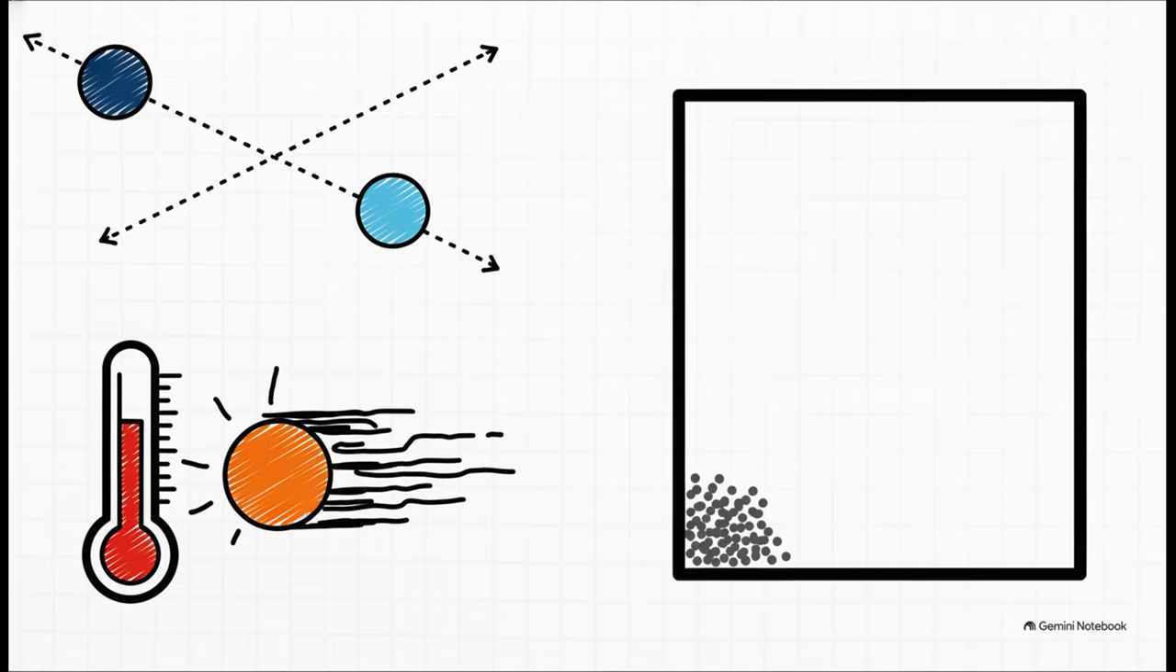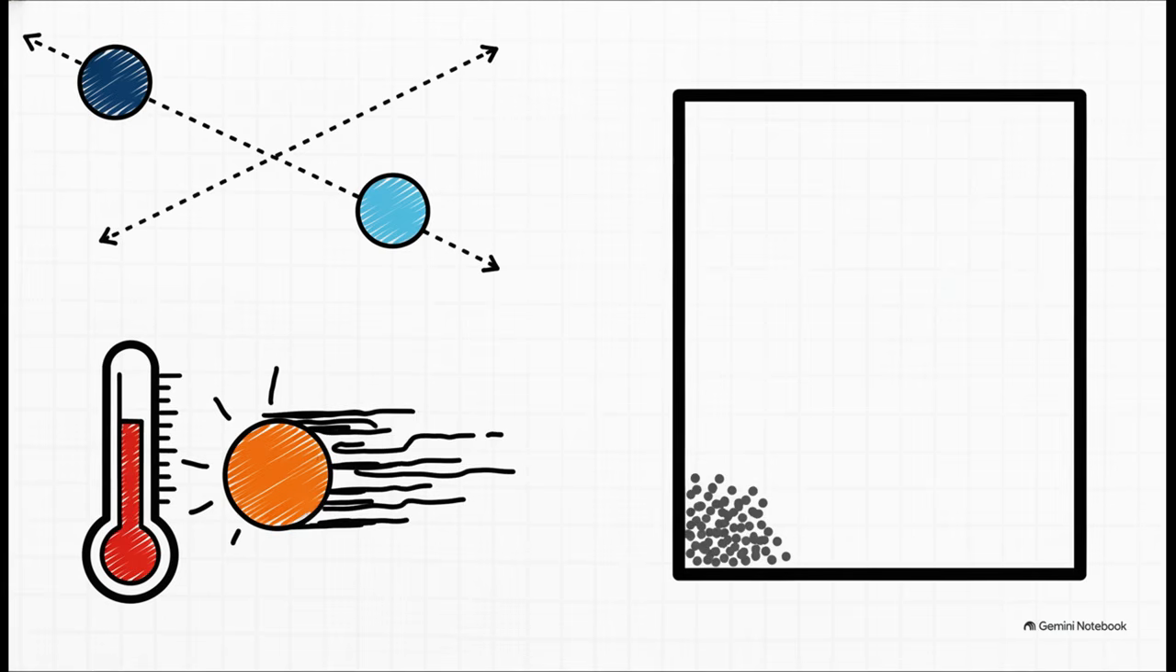Let's round out the final 3 rules. Fourth, these particles mostly just ignore each other. There are 0 forces of attraction or repulsion pulling them together or pushing them apart, until the exact fraction of a second they physically crash into one another. Fifth, their average kinetic energy depends strictly on the temperature. Basically, they speed up when heated.